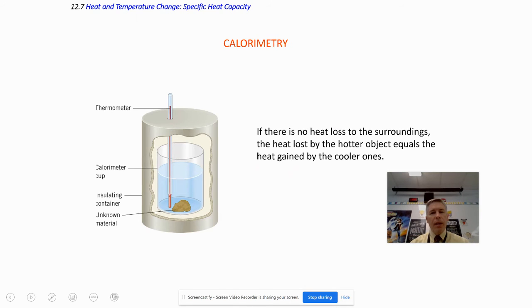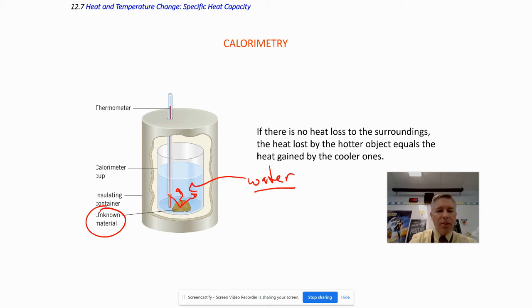If you're familiar with this from chemistry, what we do is we have some kind of cup, some kind of insulator that's going to hold your material. Usually you have some kind of unknown material that might be warm in here, and then you surround it usually by water. Water is probably the most common thing. The idea is this object is going to radiate heat to the water, and the water is going to change temperature. So we use the thermometer to measure the change in temperature of the water.